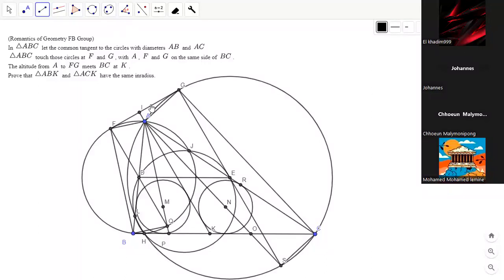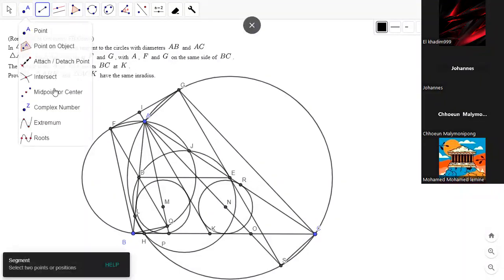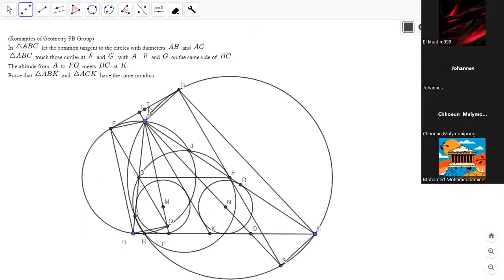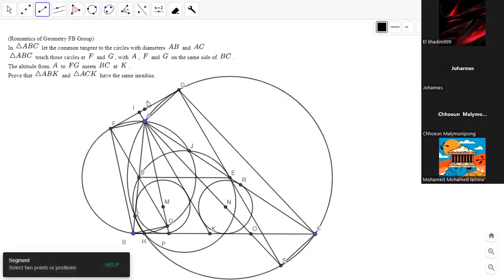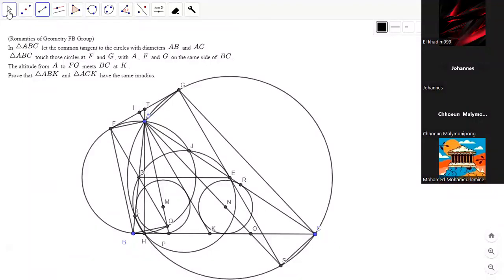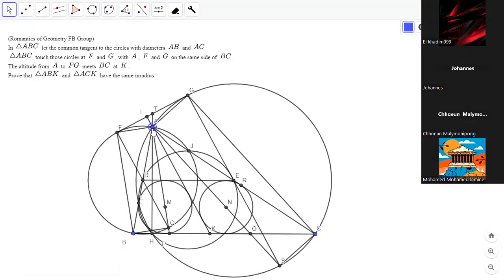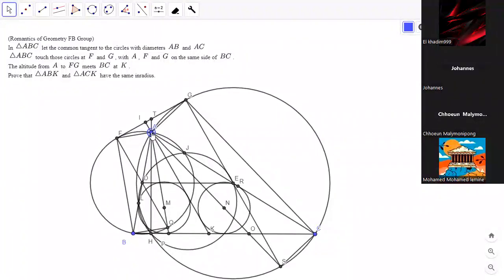So one thing to note is AH passes through the midpoint of FG, because AH is the radical axis of these two circles, and the radical axis passes through the midpoint of FG, because T has the same power with respect to both. Oh, you know what? I think that solves it, because T is the midpoint of FG, and I bet that ATG is similar to either AKO or AKP.